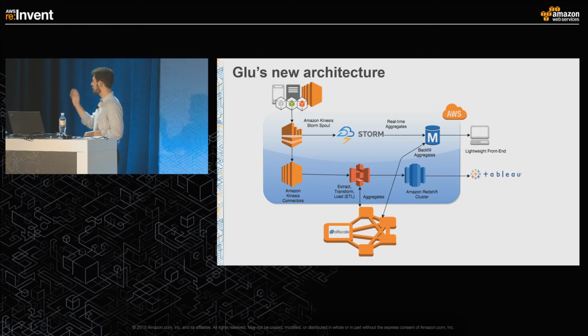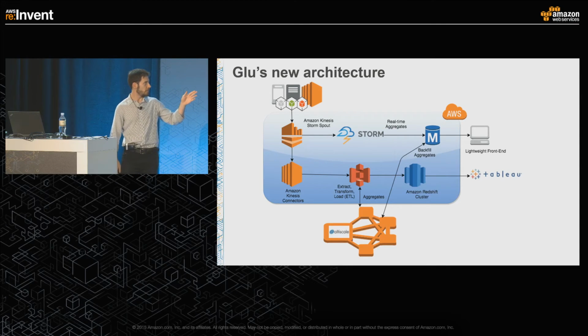So we have our SDKs and server, Kinesis producers, wherever they are. They're sending data to our Kinesis stream, and then that's being read by 2 different applications. So we have the Kinesis Storm Spout, which is sending those records into a Storm topology, which is generating real-time aggregates, which we're storing in a MySQL database, and then viewing those with a lightweight front end.